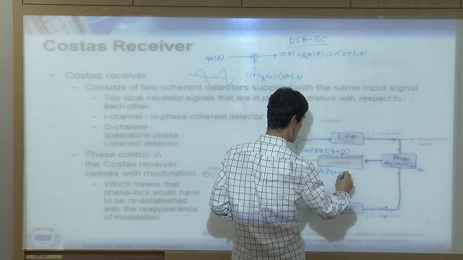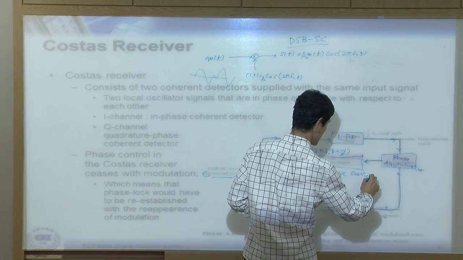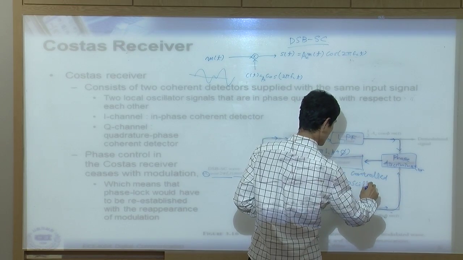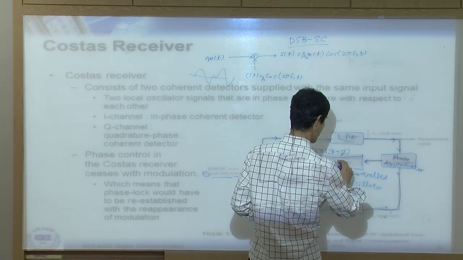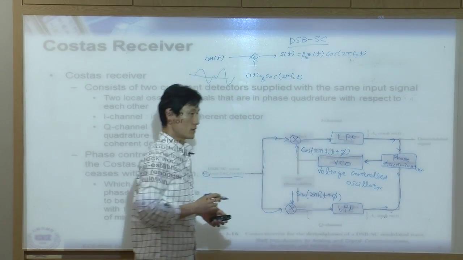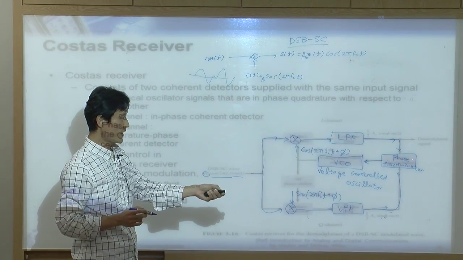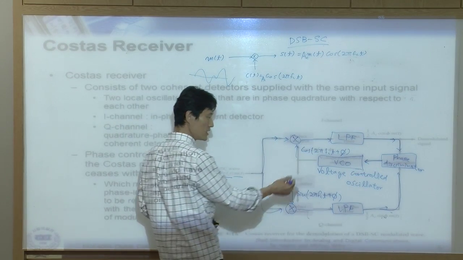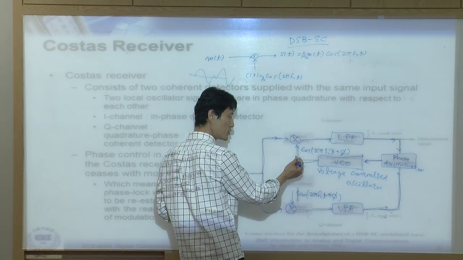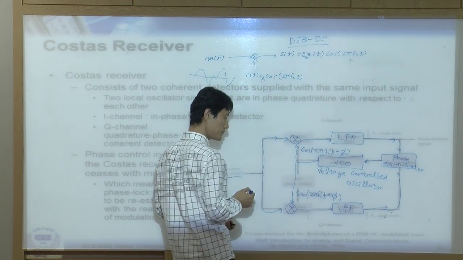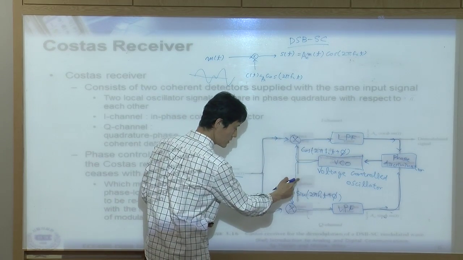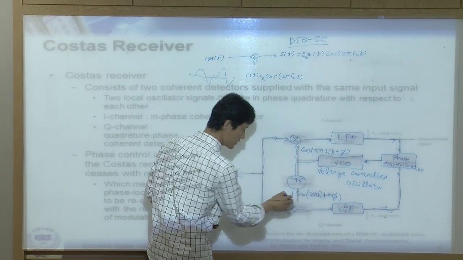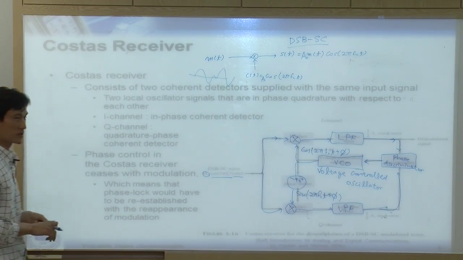So this is a voltage controlled oscillator. We call that a VCO. Right? So we put this phase discriminator output to the VCO. And this VCO output again goes to the cosine and sine. So this is sine, so we have a minus 90 degree rotation. And this is the block diagram for the Costas receiver.